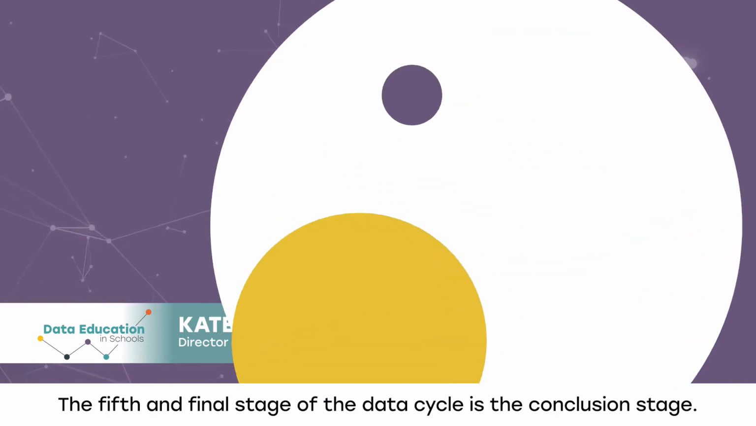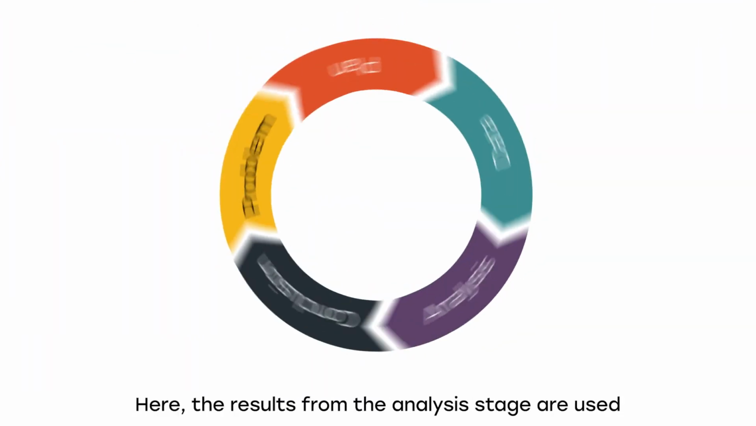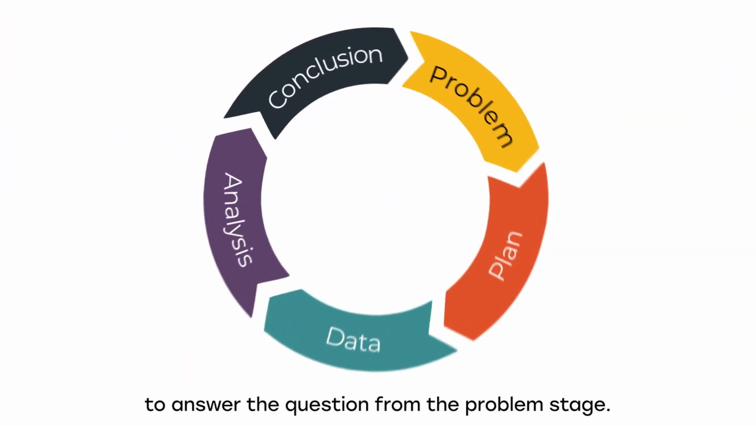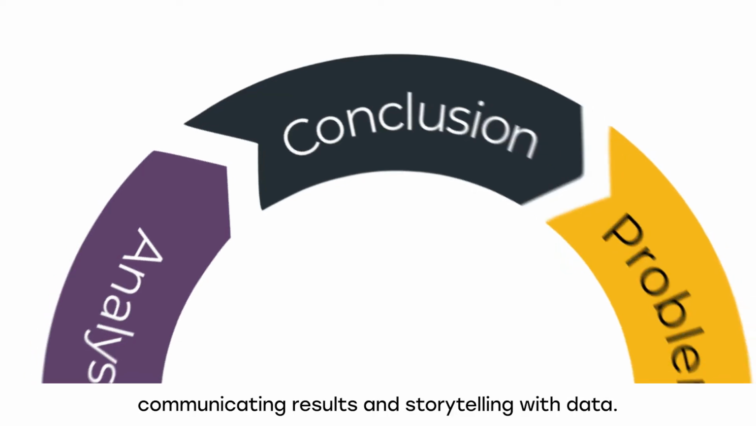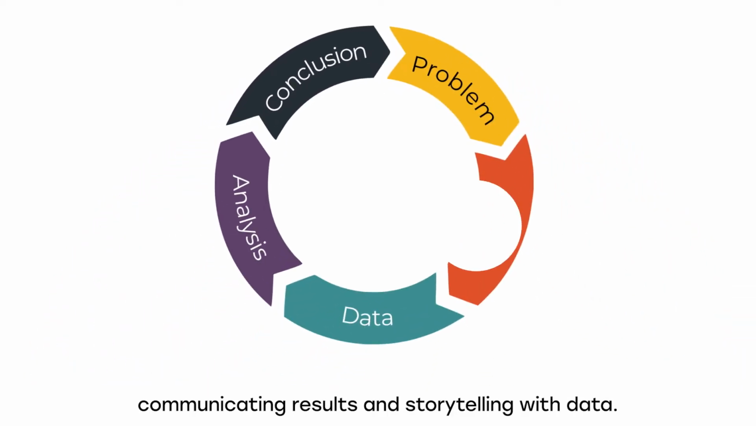The final stage of the data cycle is the conclusion stage. Here, the results from the analysis stage are used to answer the question from the problem stage. This is a key stage because it involves a crucial skill for data literacy: communicating results and storytelling with data.